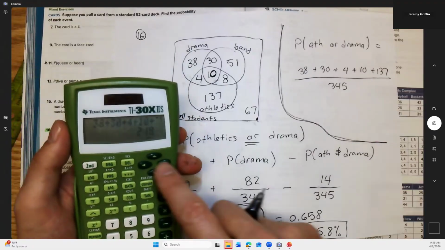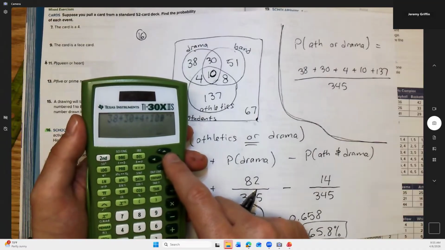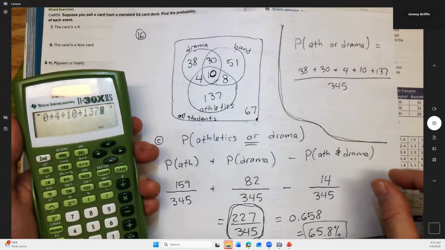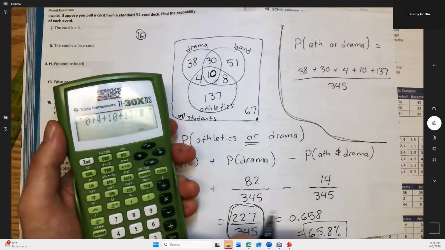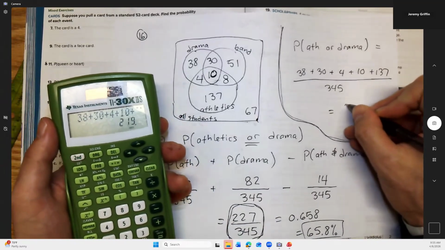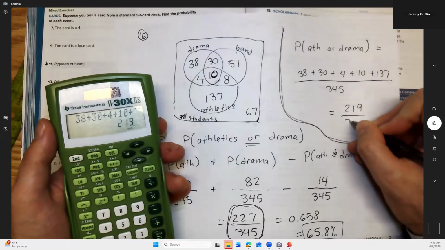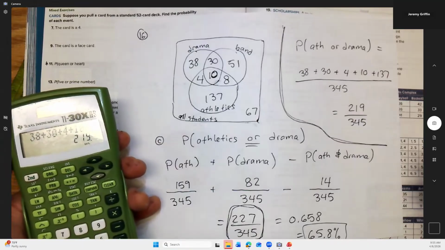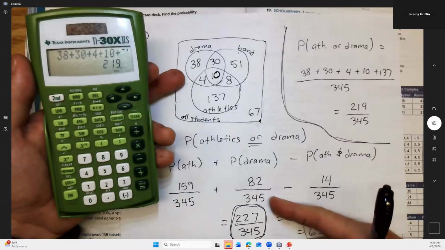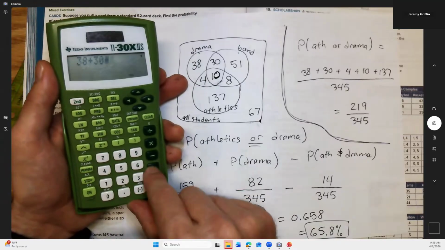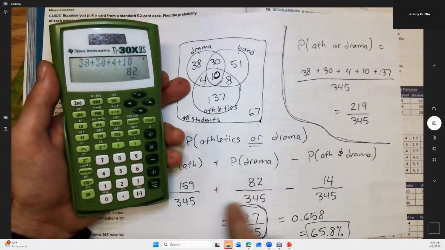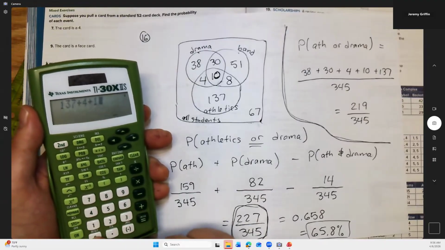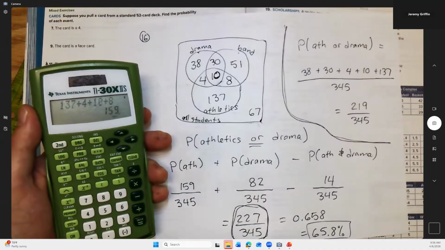All right, hold on. Why did that not come out the same? 38, 30, 4, 10, 137. Did I miss something here? You know, I did this ahead of time. This worked. So somewhere my numbers are messed up. I should have gotten 82. How do you get 82 for drama? Let's see. What's 38, 30, 4, 10? That's 82. Okay, what's athletics? 137, 4, 10, 8. It's 159.